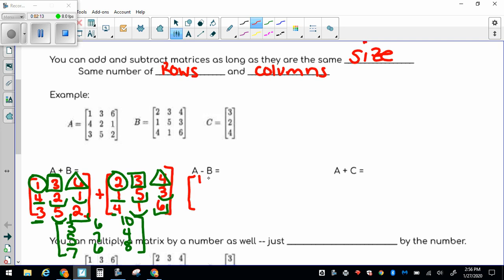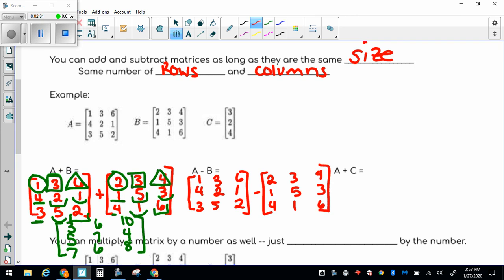So A is 1, 3, 6, 4, 2, 1, 3, 5, 2, minus B, which is 2, 3, 4, 1, 5, 3, 4, 1, 6. And this time, instead of adding across, I'm just going to subtract across. So my answer: 1 minus 2 makes negative 1. 3 minus 3 makes 0. 6 minus 4 makes 2.